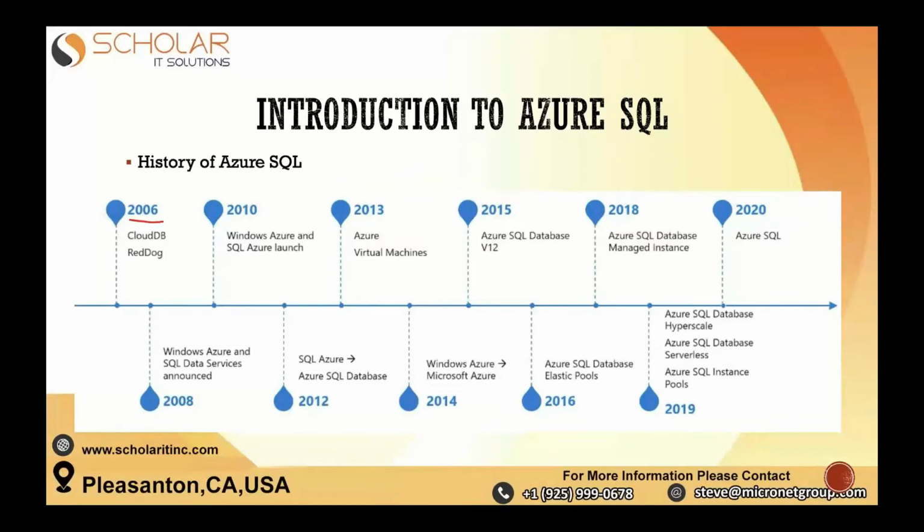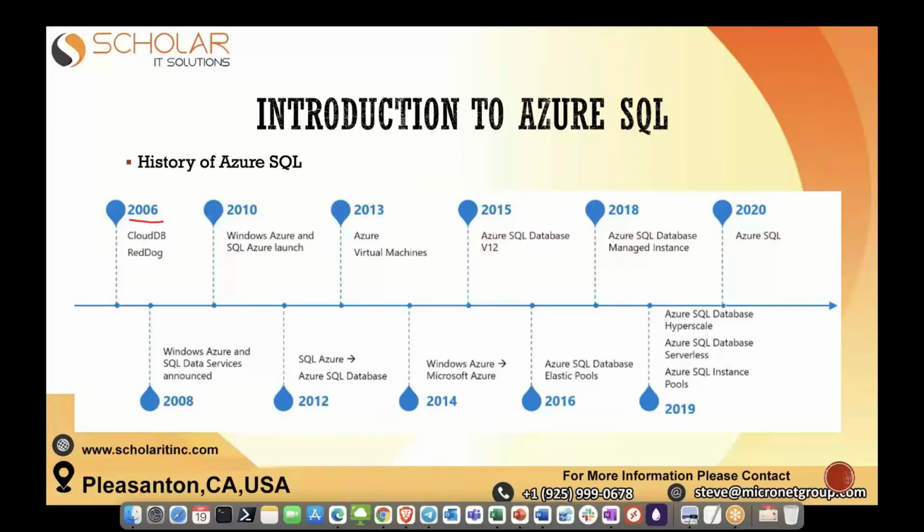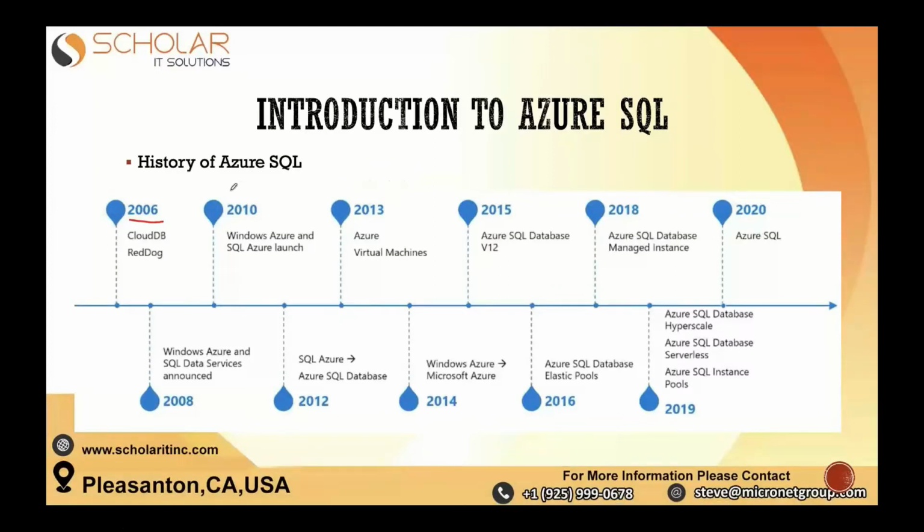Now in 2006, the same guy Ray Ozzie replaced Bill Gates. Bill Gates was chief software architect in Microsoft back then. He replaced Bill Gates at that time, and then he started working on a product that we today call Azure. Okay, so that's how it was born.